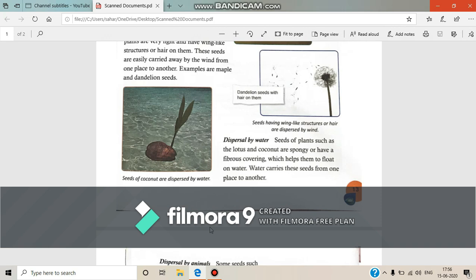Now, the fruit of lotus is very spongy. Whenever I say spongy, it means it is very lightweight like a sponge. So the fruit of lotus is very lightweight. That's why it can easily float on the water and can go from one place to another easily. So this way the seeds can be dispersed by water easily.